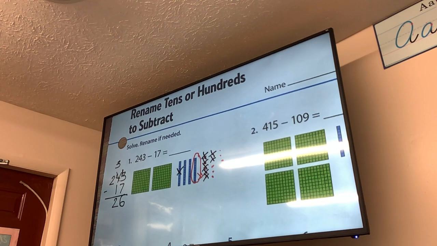So what are we going to do here? Nothing. That's all I need you to tell me. Nothing. So 2 minus nothing is 2. So we still have 2. So our answer is 226. So go up and write it on that line up there.